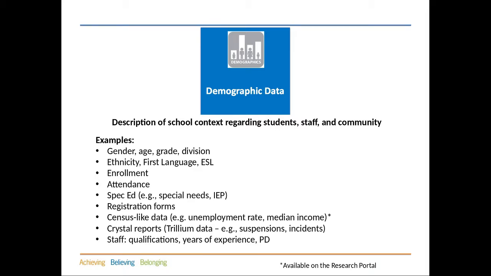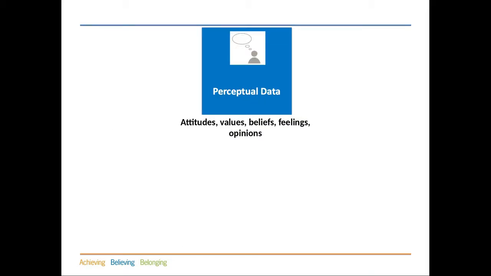Registration. He also is going to show you some cool map-like reports with census data, looking at things like unemployment rate, median income in different areas on a map. So that might help you understand where you're situated. Crystal reports have other things like suspensions or incidents. I think that's a SpecEd report. So that's mainly student level, but then for staff, you might want to look at things like what is the context of your staff in terms of qualifications, years of experience, professional development, that kind of thing. Perceptual data.